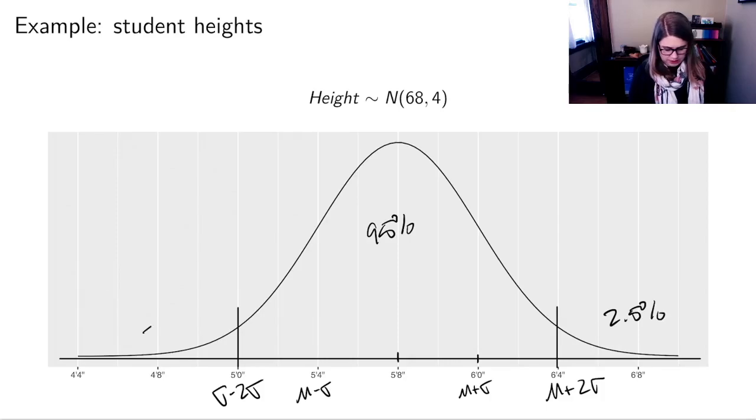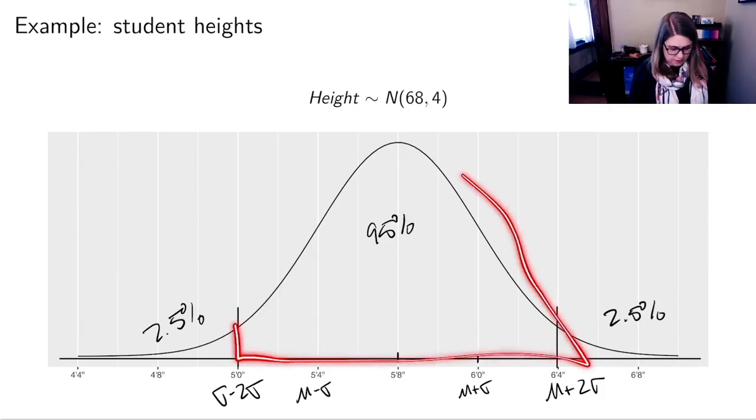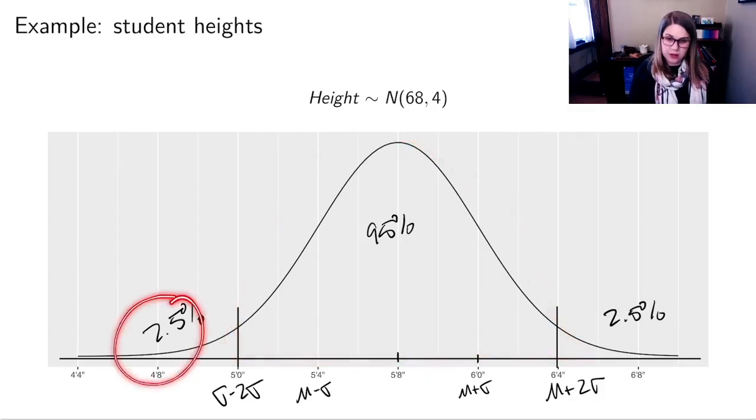2.5% of people are out in the tails, either way. So even though I think of myself as pretty short, I'm 5'2", I'm here, I'm still inside this 95%. I'm not out in the low tail. So because of the 95% rule, we already know something about the percentages. If I wanted to know what percent of students are between 5 foot and 6'4", I could say 95%.